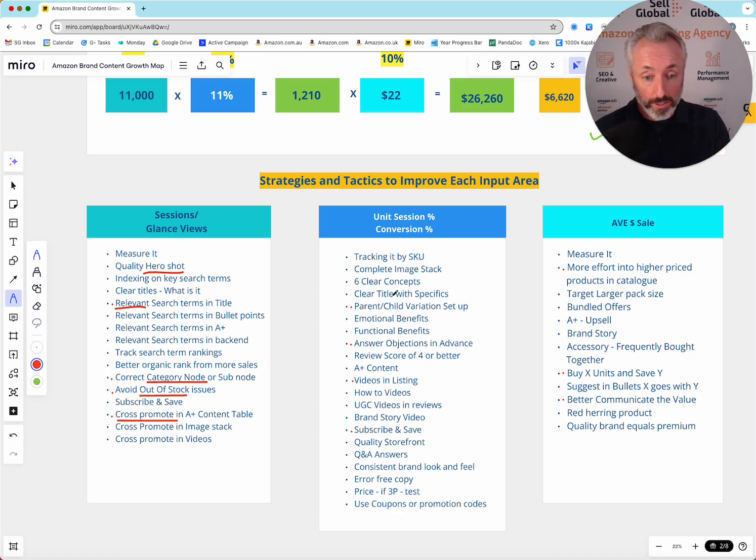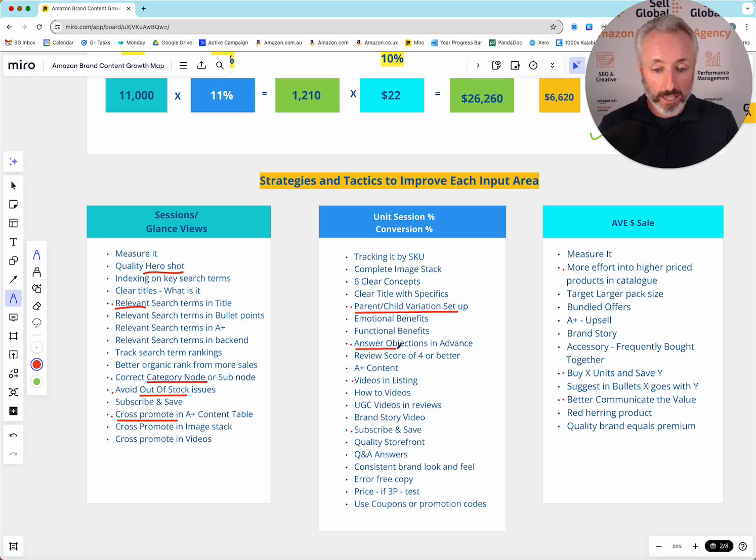And when you've got this next part, conversion rate, working well, then you really want to put the traffic in behind it, but that's another video. In terms of the unit session percentage or the conversion rate, often the parent-child variation setup is an important one to do. There are pros and cons to this, and you might want to test it, but if people are choosing between different colors or a different size, it's a much better shopping experience if they can just stay on the listing without having to go out and maybe find a competitor. If they can enjoy that with you, that'll make a big difference.